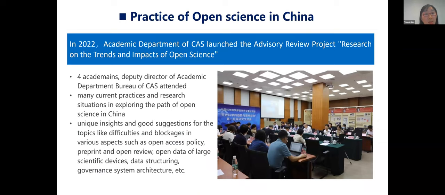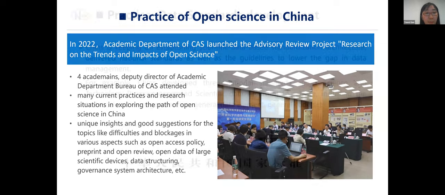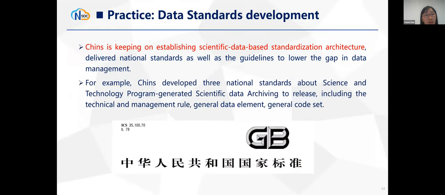In 2022, the academic department of CAS launched the advisory review project, research on the trends and the impact of open science, and all the academicians and deputy directors take part in this project. On standards, China is keeping on establishing a scientific data based standardization architecture, as well as guidelines to lower the gap in data management.